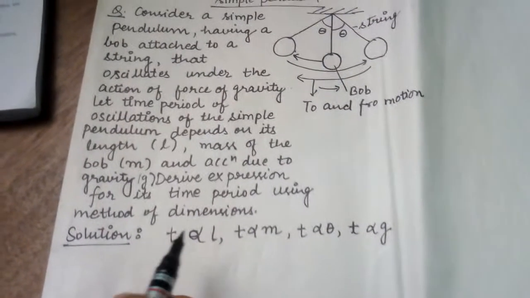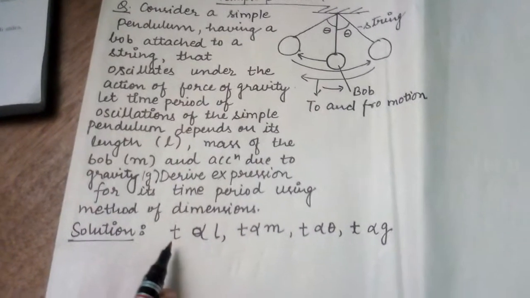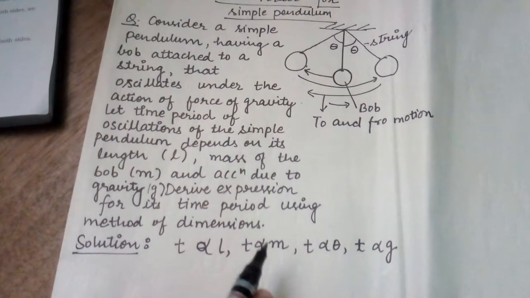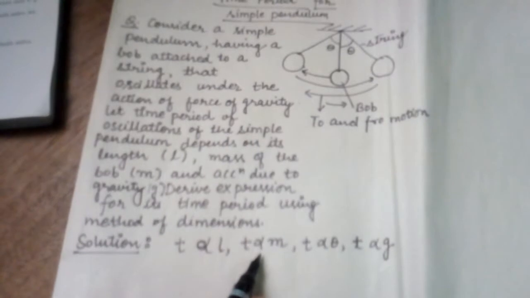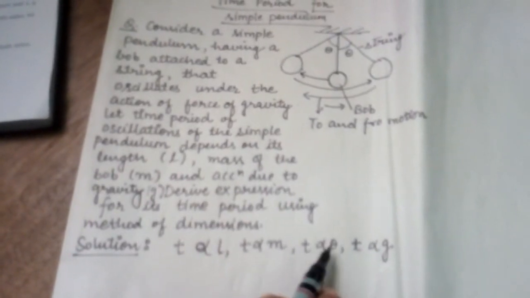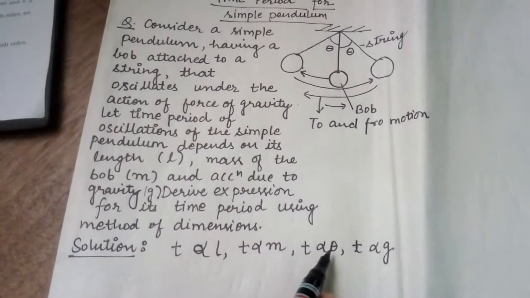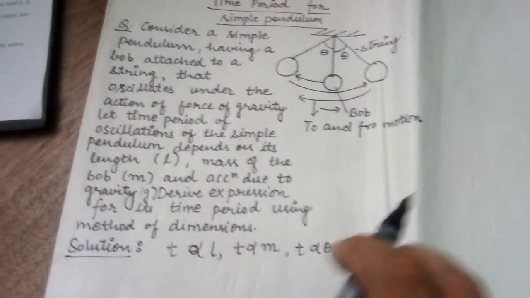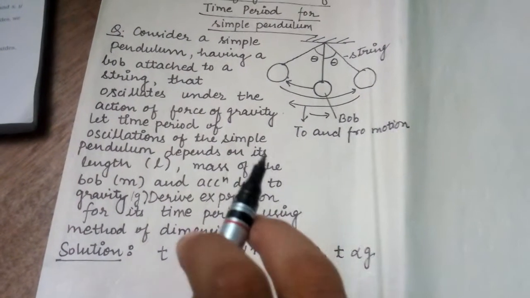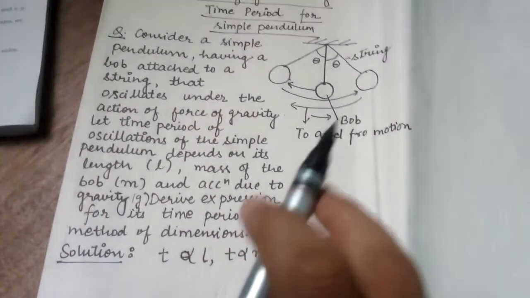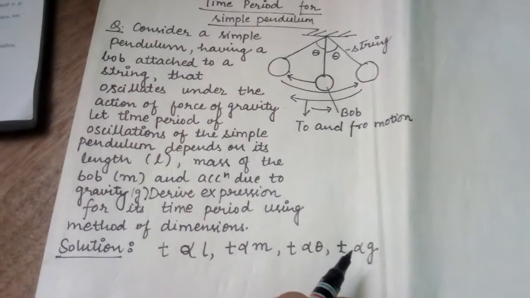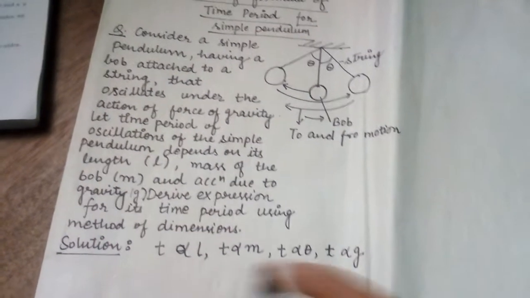Let here t be directly proportional to the length, t directly proportional to the mass, and t directly proportional to the angle theta made between the half cycle of the oscillating body, that is the pendulum, and t is also directly proportional to the acceleration due to gravity.